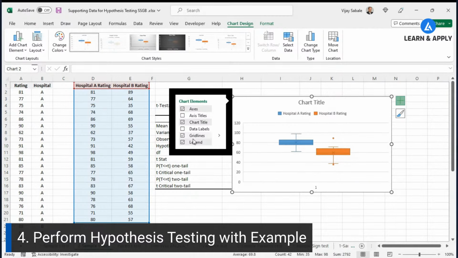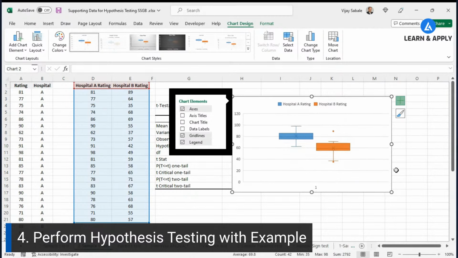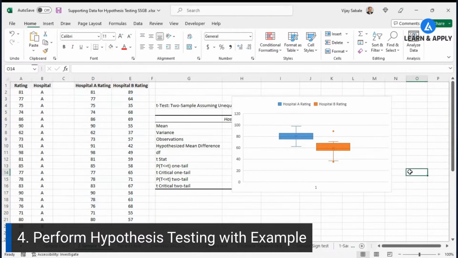If I add the legend here, remove this. Yes, we can see here hospital A rating and hospital B rating. Graphically also we can see hospital A is better than hospital B, right? Now, this can be seen once you plot this graph and we can say hospital A is better than hospital B, but sometimes it's very important to understand whether it is significantly different or not.